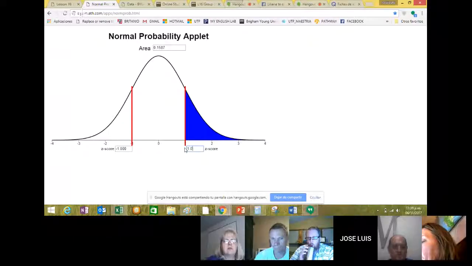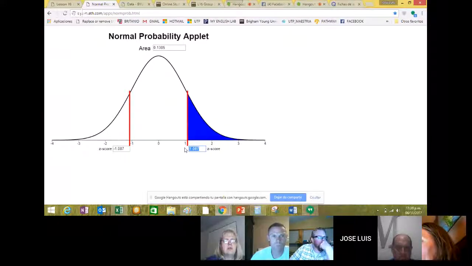Yes, it's okay. Yes, the p-value is the area up at the top. The area is 0.1385. Right, but you have to round up to 3 decimal places. Oh, 0.139. Yeah.